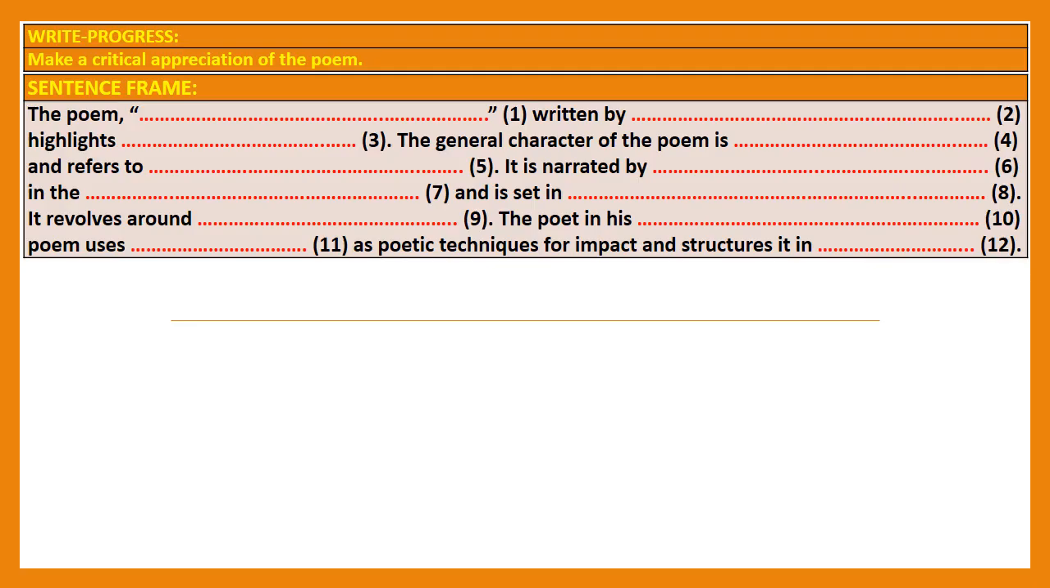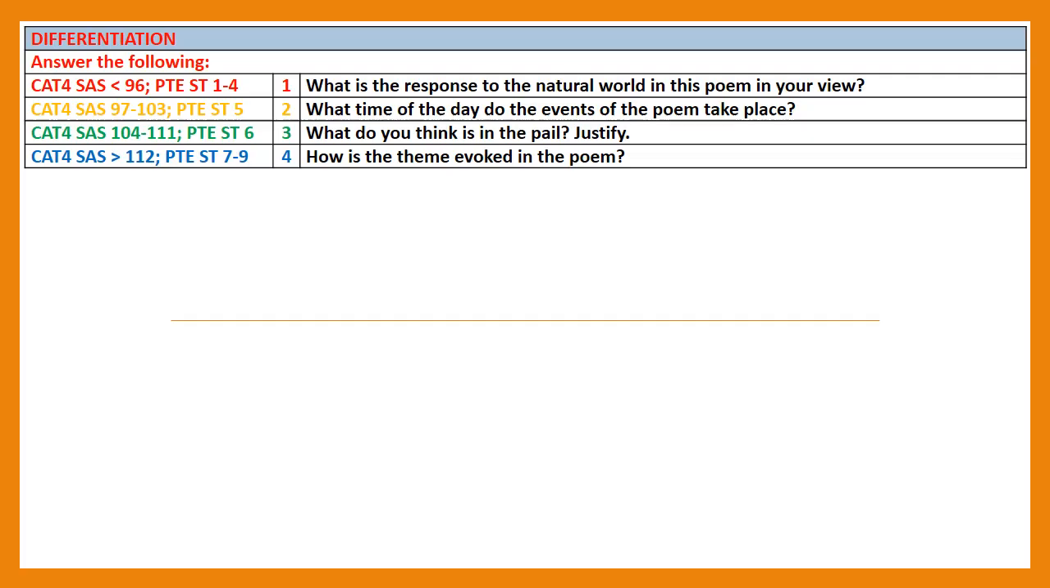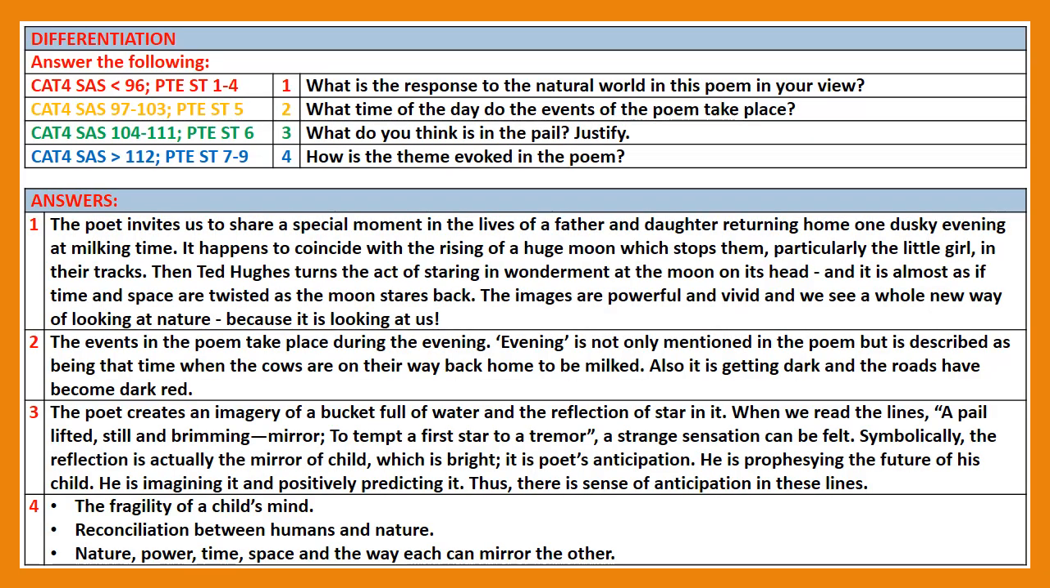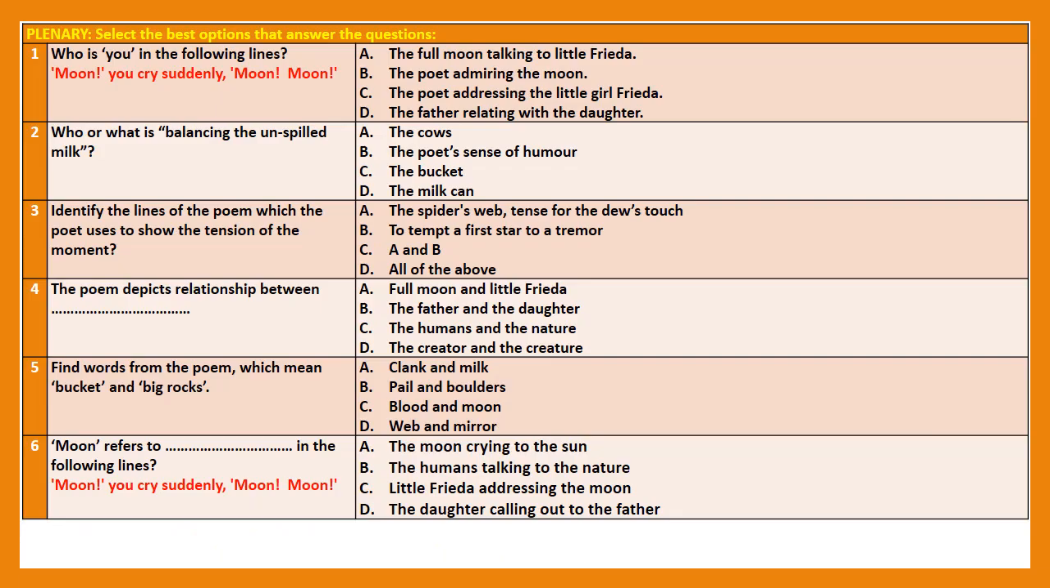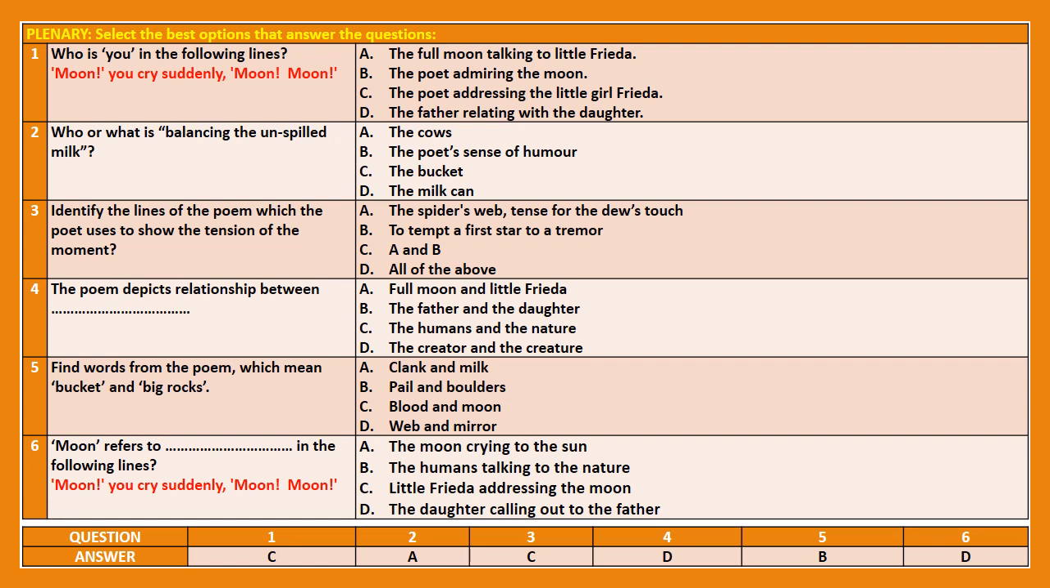Use the poetry elements that you have identified to write a critical appreciation of the poem. You can use the given sentence frame to guide you. Attempt these differentiated tasks that help you to infer and derive deeper meaning from the poem and connect with the text. Try these questions to test your understanding of the poem, to develop your analytical and interpretive skills.